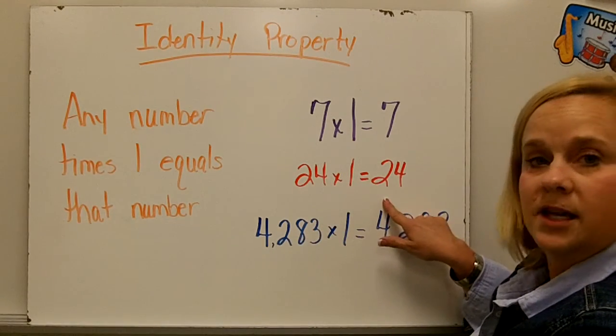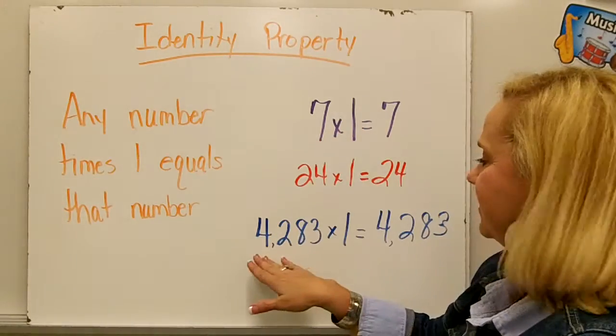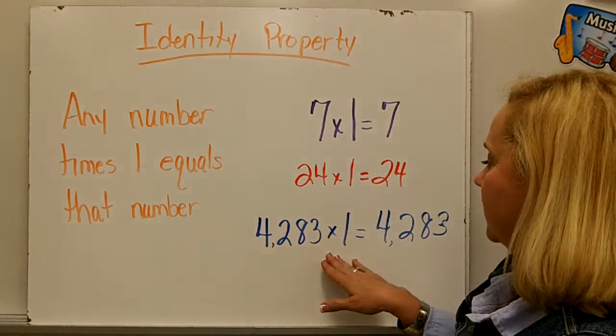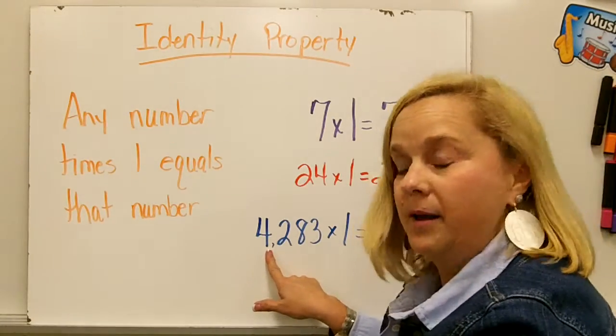24 times 1 equals 24. It doesn't matter how large or how small the number is. 4,283 times 1 is always the number that you're multiplying by 1.